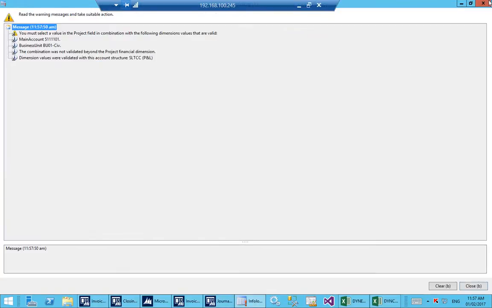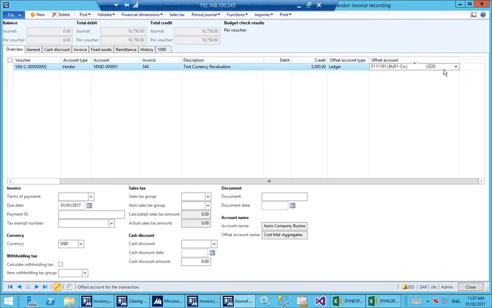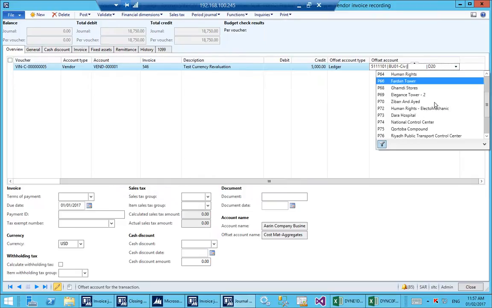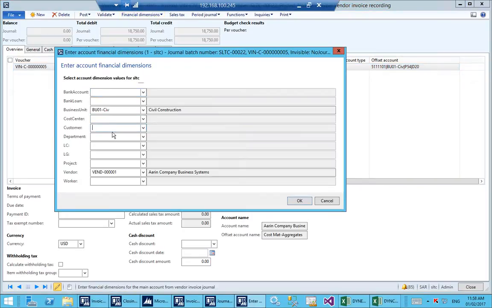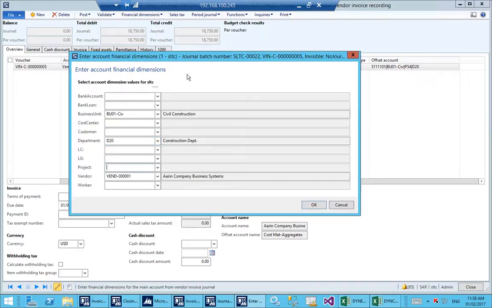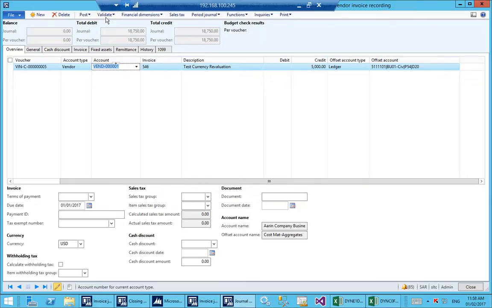Okay, system will ask you which project. I have selected civil. Only civil projects will appear. Okay, no problem. This one, okay. This is vendor financial dimensions account. Which department? D20. Which project? P54, right? Okay. Any other data? I don't think so, no other data. Okay, validate.